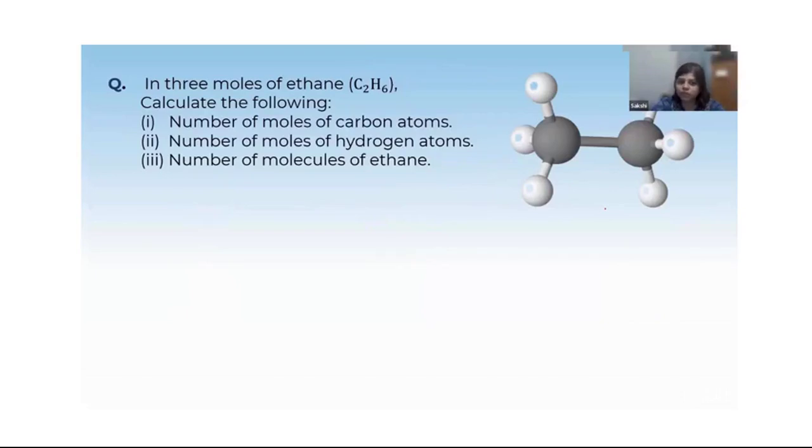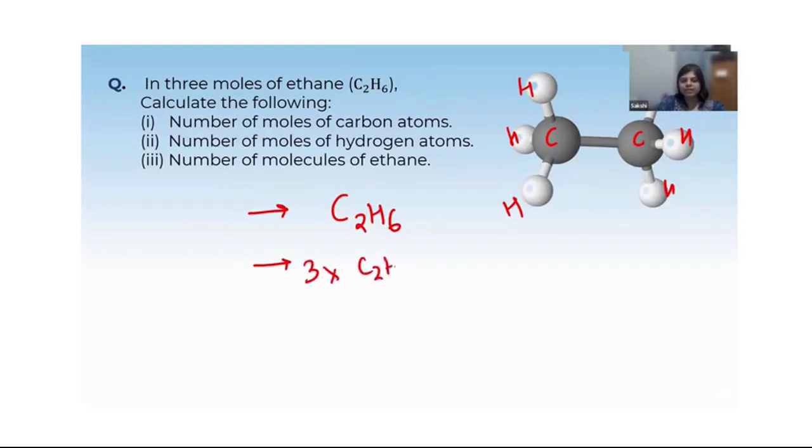So this is a question for you. In 3 moles of ethane, ethane is a molecule which is C2H6. Here you can see the diagrammatic representation of ethane. You will study more about this in organic chemistry, but from class 10th knowledge, you already know about ethane, right? So in 3 moles of ethane, what is the number of moles of carbon atoms? This is 1 mole of ethane, right? So 3 moles of ethane would be 3 into C2H6.